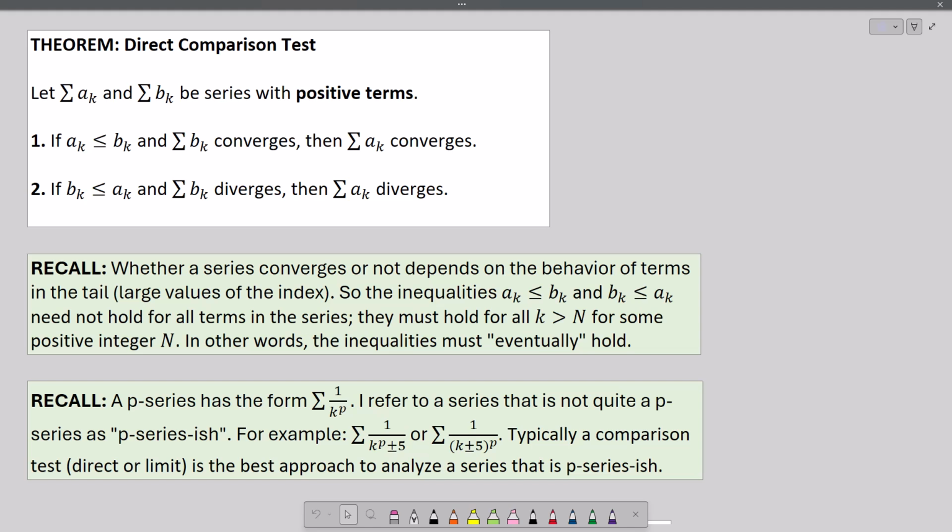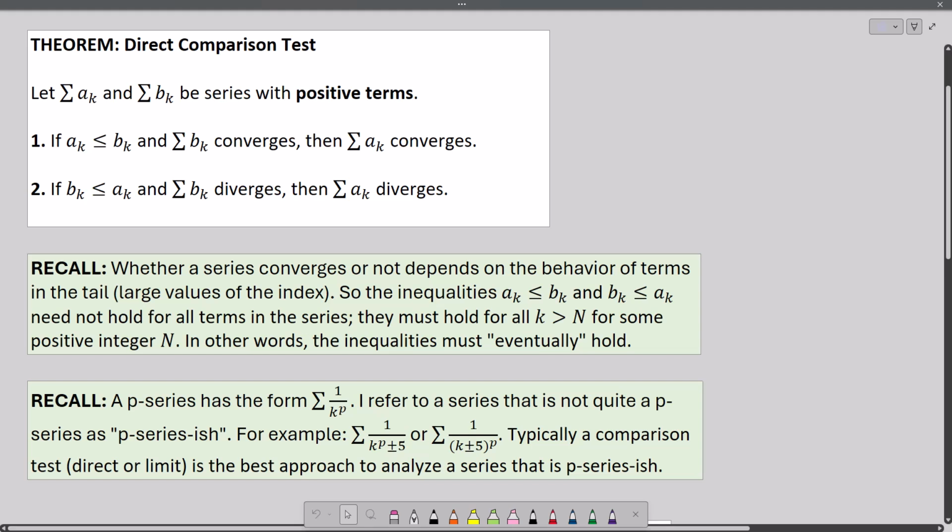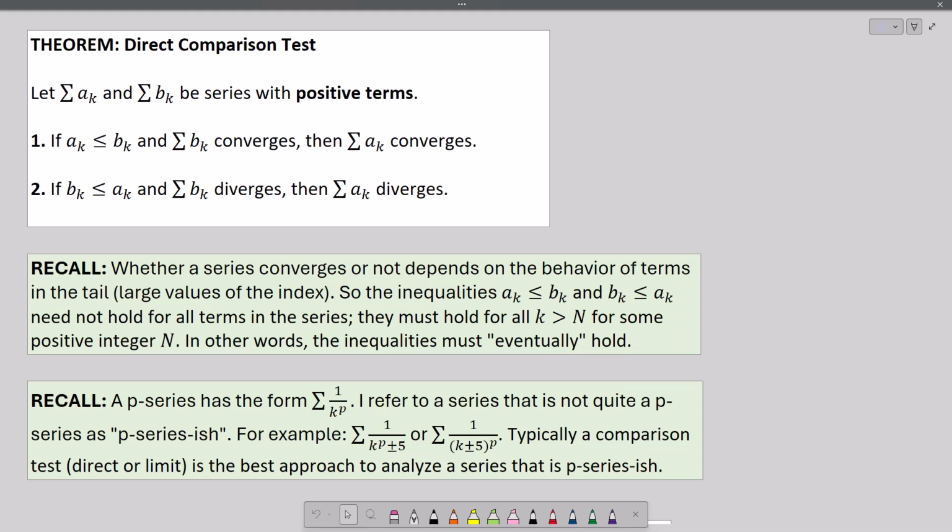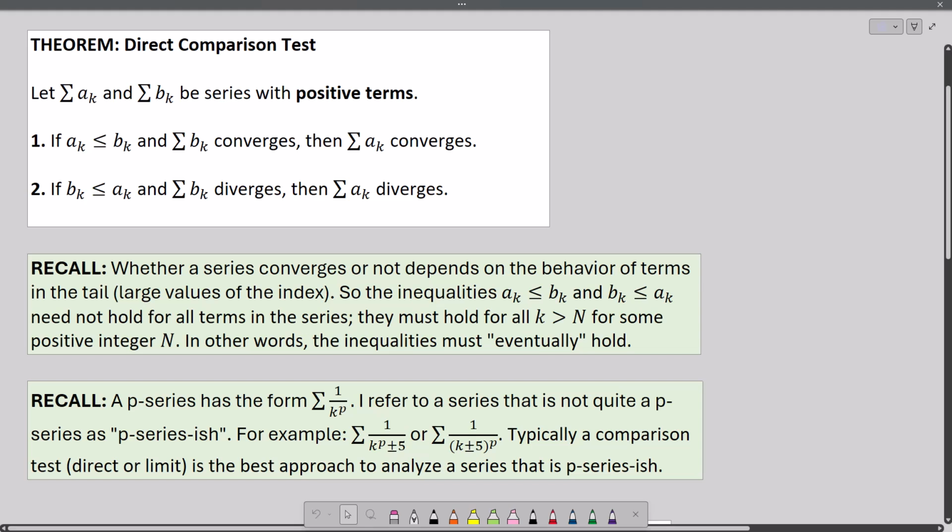Now, let's look at the b sub k series and suppose it diverges. So again, the b series is a basic series. We know everything about it. We know when it converges and when it diverges. So the basic series diverges here. If the a sub k series, the series that we're analyzing, is bigger across the board, then it must also diverge.